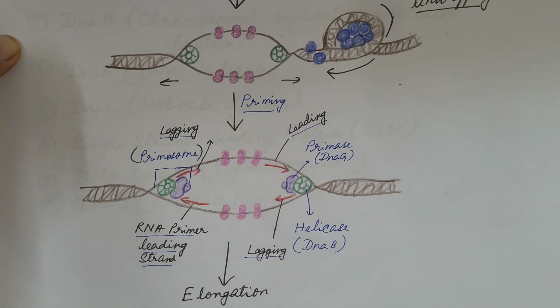In case of E. coli, it is an RNA primer. After that, further replication takes place. DNA polymerase III comes and binds and results in the synthesis or the extension of the new strand of the DNA. This we will discuss in detail in the elongation video.